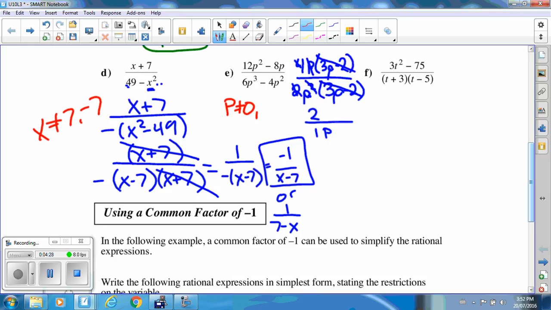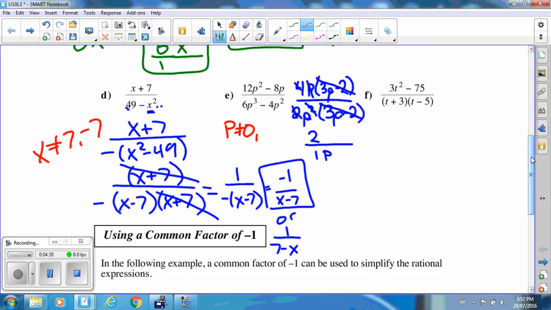3p minus 2. Now, if you're ever stuck and you're like, I don't know what the limitation is on that, you could just write this: 3p minus 2 cannot equal 0, and then isolate for p. So I'm going to add 2 to both sides. 3p cannot equal 2. P cannot equal 2/3. So there's my non-permissible there. So positive 2 over 3.